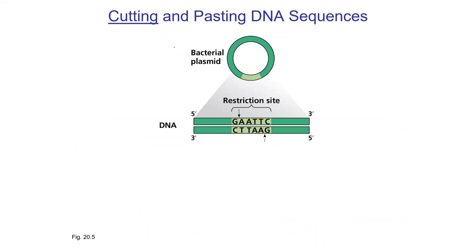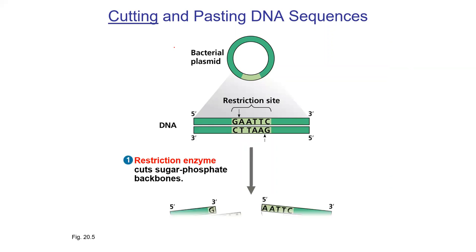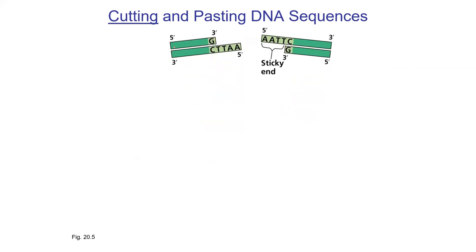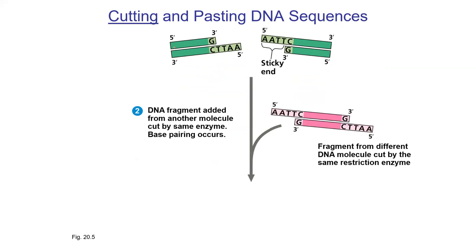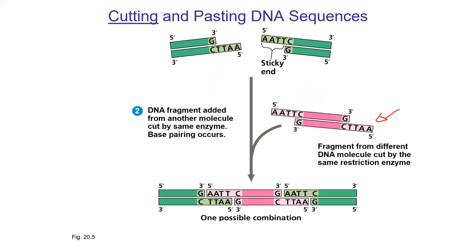Well, these are very useful tools. Here's a typical project where you might have a plasmid with a restriction site, an EcoR1 site, and you cut the plasmid. Now you have a linearized piece of DNA. And here's another piece of DNA. Maybe you want to put the gene for human insulin inside that E. coli plasmid. So this has been cut with the same restriction endonuclease, and you put them together.